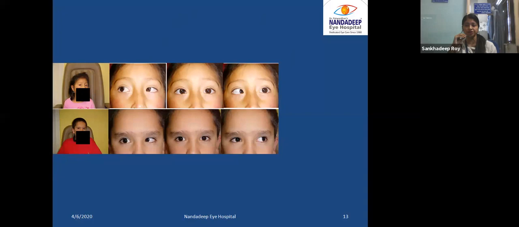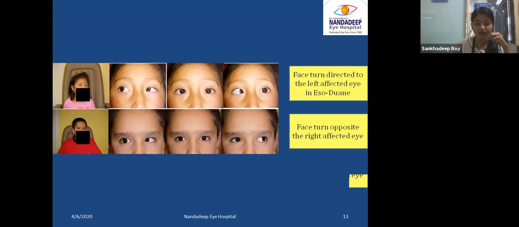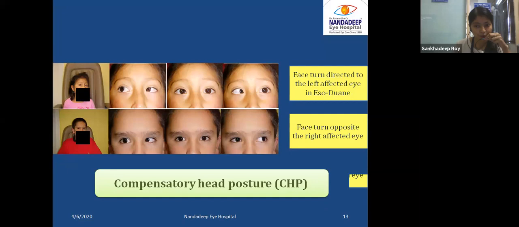So if there is double vision, and it's a syndrome which is already affected congenitally, definitely they will adopt an abnormal head posture to reduce the double vision. So that's why both of the kids are looking towards the left side to make it clearer. So this is the face turn direction of the left affected in iso DRS, and this is the face turn opposite, the right affected. Okay. So this is also classified as compensatory head posture, in short CHP.